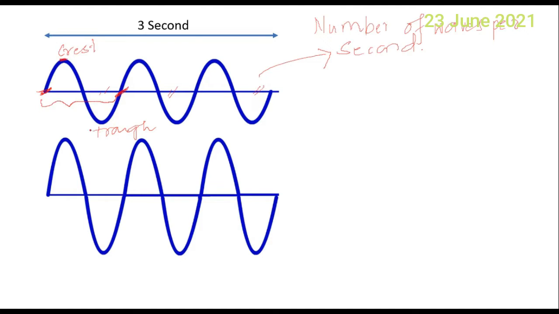How many waves are there? This is number one, this is another one, second wave, and this one is the third wave, right? So three waves are formed in how many seconds? 3 seconds.